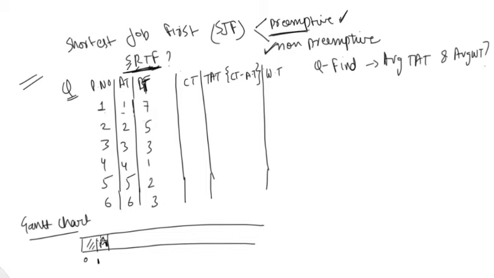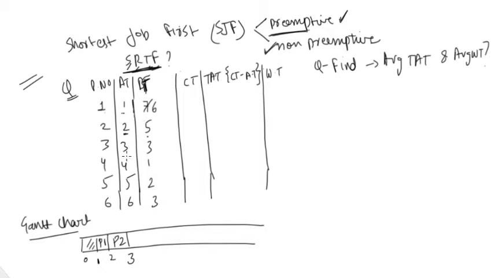P1. 1 unit of time, so the burst time reduced to 6. Now at 2 units of time, another process P2 is coming and it has a smaller burst time. 5 is smaller than 6, so we'll schedule P2 here, execute it for 1 unit of time.